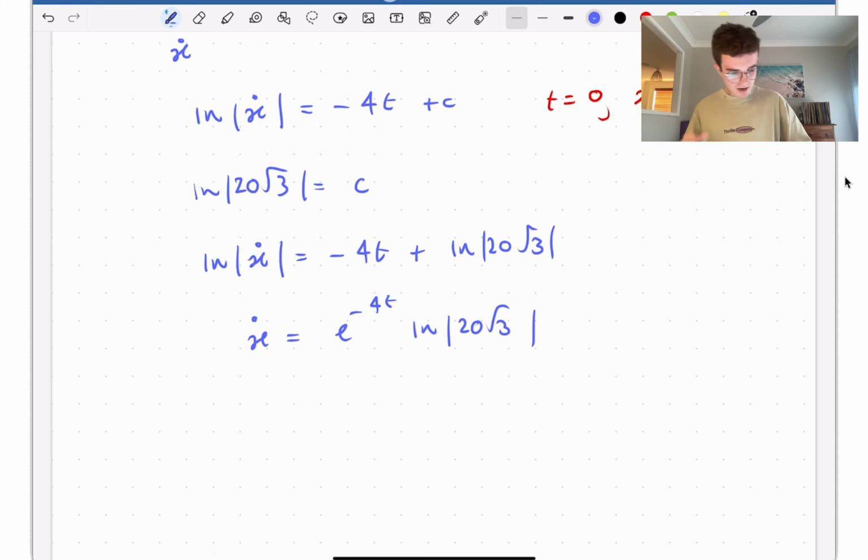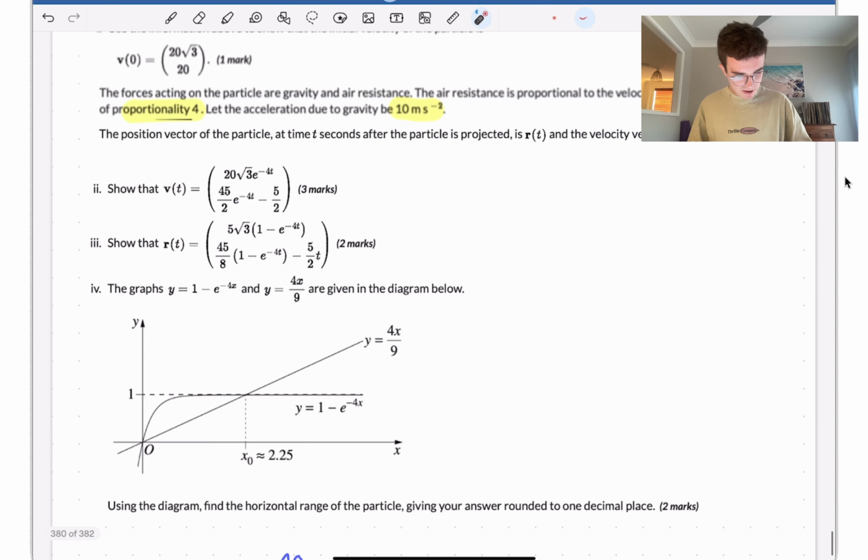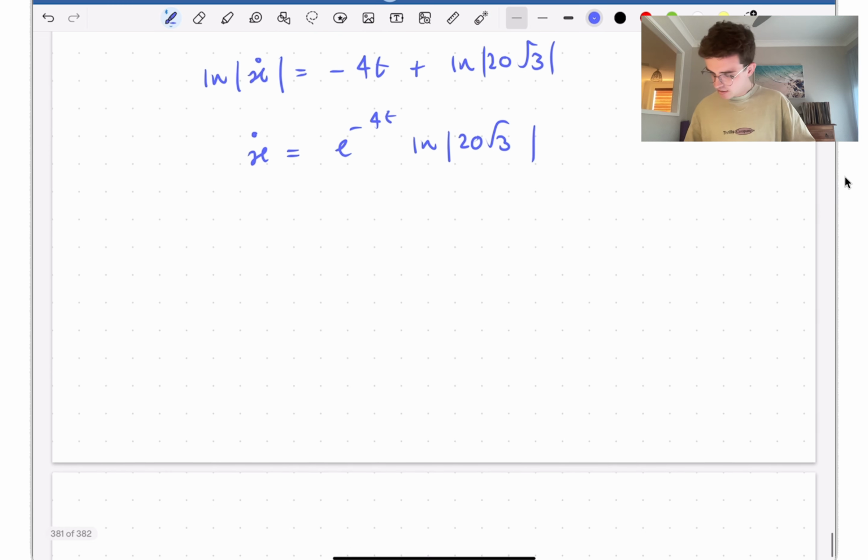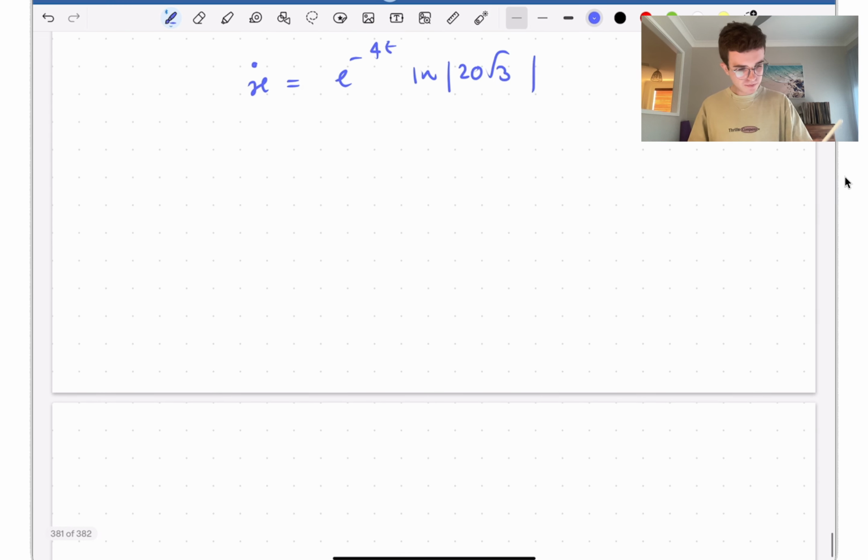Okay. So let's have a think. Let's see how far we're going. Right, nice. We've got that part. That's nice and good. Let's have a go vertically now.